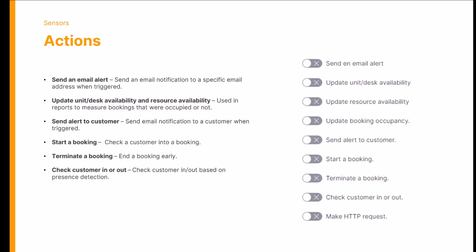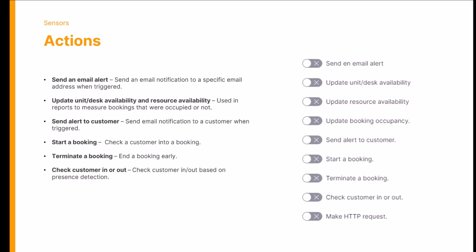Terminate a booking is the opposite. This would be used to end a booking early. So if you had customers that book a desk for 8 hours and leave after 4, you may want to cut the booking short to free up the slot for someone else. Using a presence detection sensor, you could do this with this action. If the system records that the customer is not sitting at that desk for a certain amount of time, it can end the booking early.